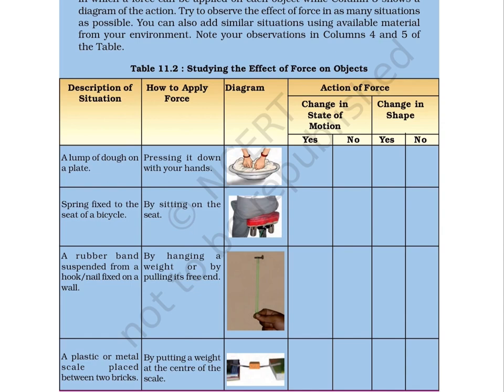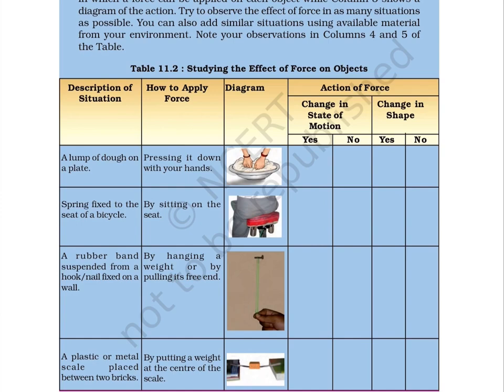Table 11.2. Studying the effect of force on objects. The table has 4 columns. First one being description of situation, second, how to apply force, third, diagram, and fourth, action of force. And it has 2 subcolumns, change in state of motion and change in shape. Under that, you have to give answers yes, no, yes, no.